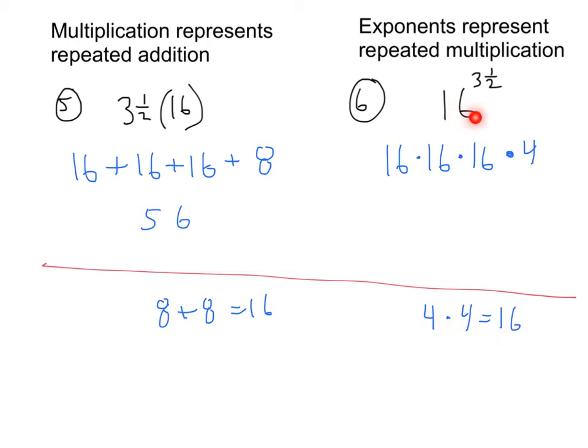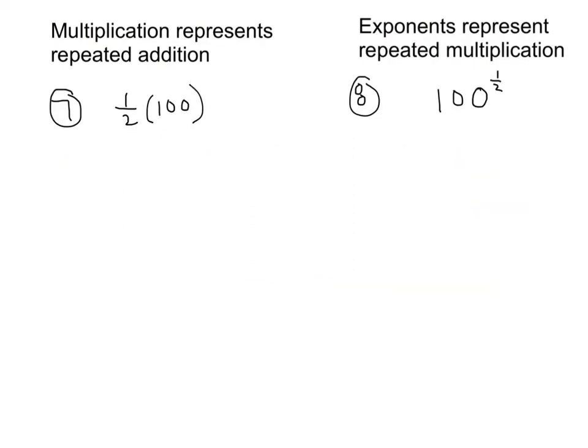So 16 to the 3.5 power means we've got 3 16s that are being multiplied, and then we have half of a 16 that gets multiplied. 16 times 16 times 16 times 4. You can use a calculator on that, but that comes out to be 16,384. All right, kind of a weird idea. Let's look at another one here.